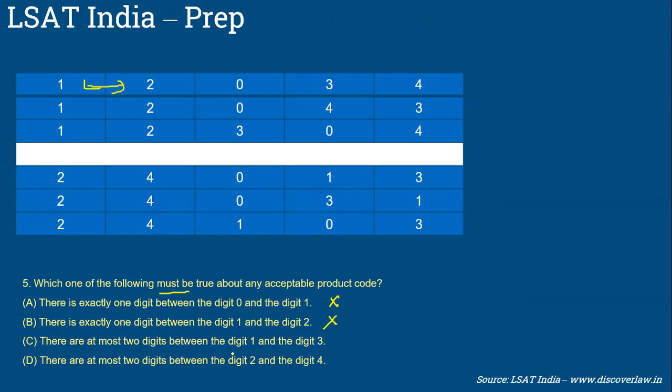There are at most two digits between 1 and 3, which means maximum there are two digits between 1 and 3. So in this case, there were 2. In this case, 1, 2, 3. So even this is gone. So obviously this would be the correct answer, right? There are at most two digits. Check for 2 and 4. No, so maximum there could be two digits between 2 and 4. There could be 0 digits also. So 0, 0, 0, 2 and 4 is 2, 2 and 4 is 1. Correct. So this is the correct answer. So this was our solution for the example.